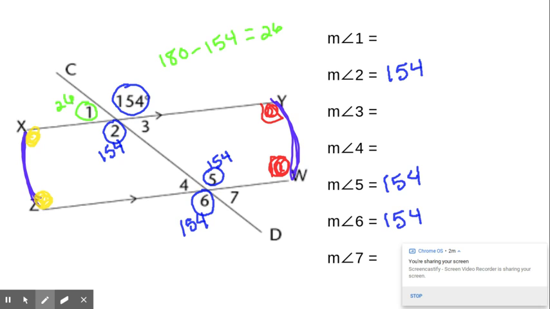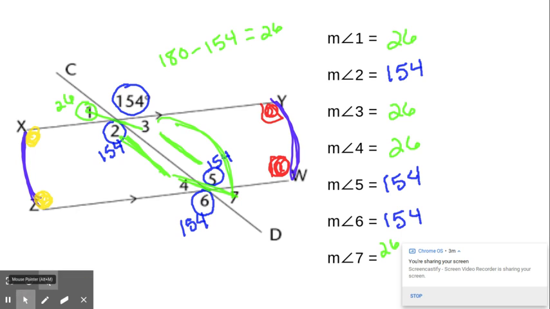The other way I could have thought about that is I've got same side interior angles right here with angle 2 and angle 4, or angle 3 and angle 5. Well, those are also supplementary. So I know that 180 minus 154 would also get me 26 for angle 3 and angle 4. So now vertical angles tells me that if 1 is 26, angle 3 is 26. Alternate interior angles or corresponding angles tells me that angle 4 is also 26. And then we could have vertical angles, corresponding angles, or alternate exterior angles. That tells me angle 7 is also 26.